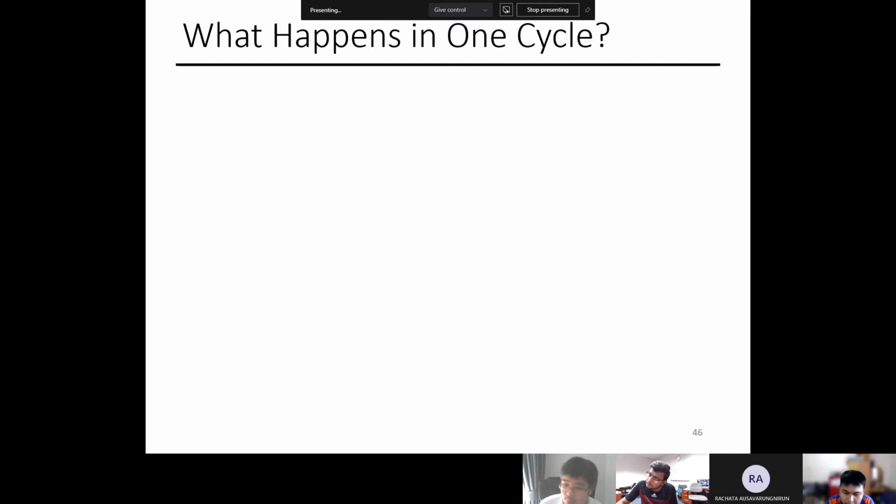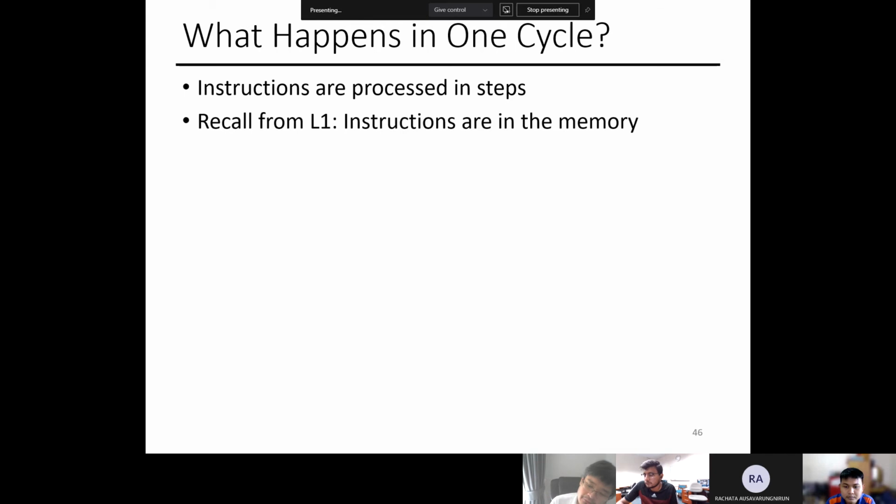And let's look at what happened in one cycle, right? Instructions basically are processed in steps. So recall the first lecture. Every program is in your main memory. When you run a program, the program binary code gets copied to the main memory. So the steps are this. The first thing is you need to figure out, okay, what is the line that I need to run? What's the line of code that I'm running right now, right? In assembly. That's called fetching the instruction.